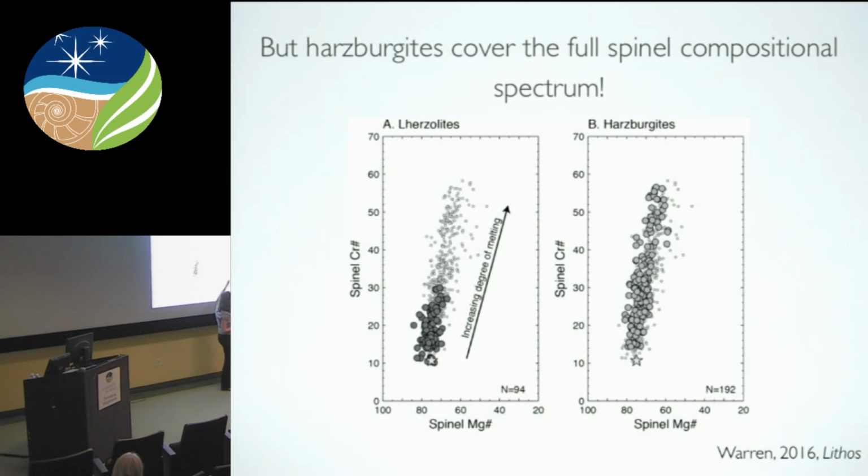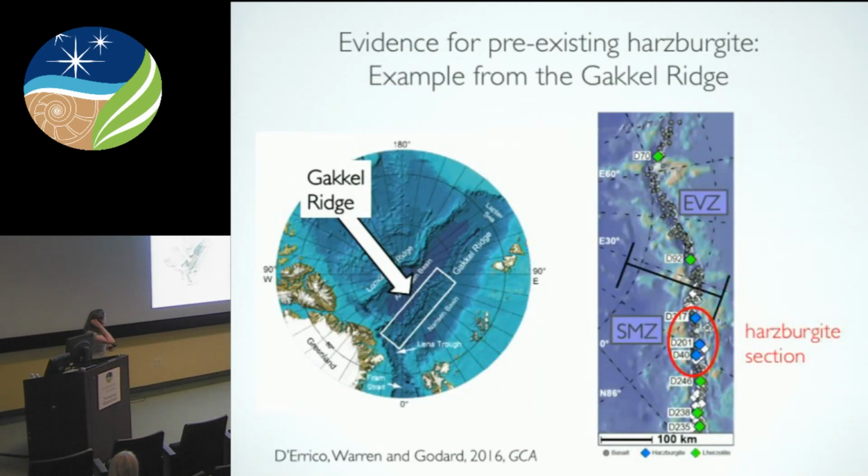If you're melting all the way from here to get to those spinel chrome numbers, you can do a rough calculation of how much crust can be generated and compare it to seismic estimates for crustal thickness. The fact that those two don't reconcile, as I'm about to show you, is an indication that there must have been a refractory component that predated the melting event. So to show this point, we're going to go to the Gakkel Ridge.